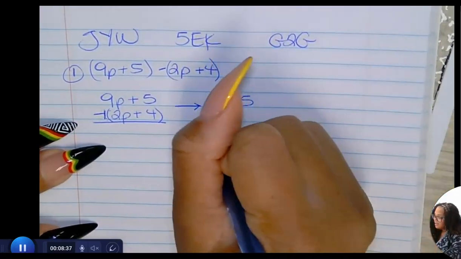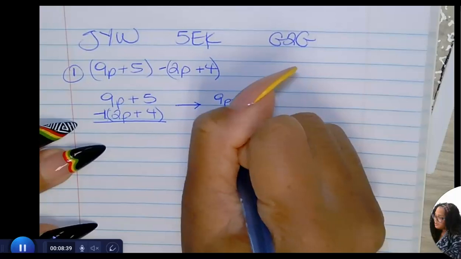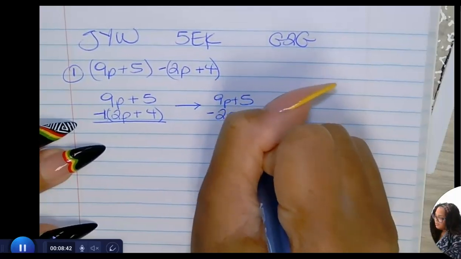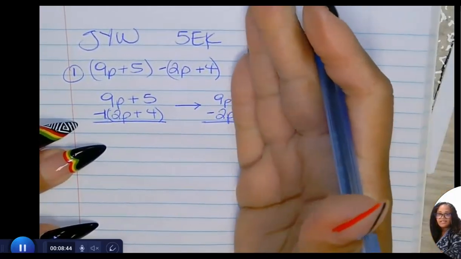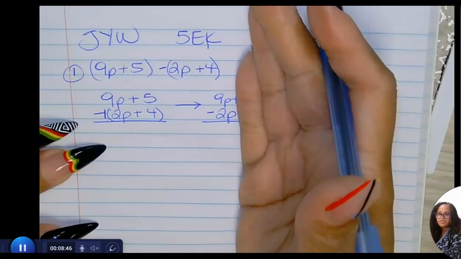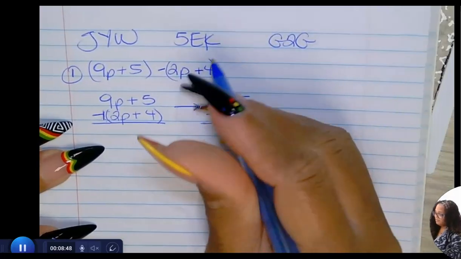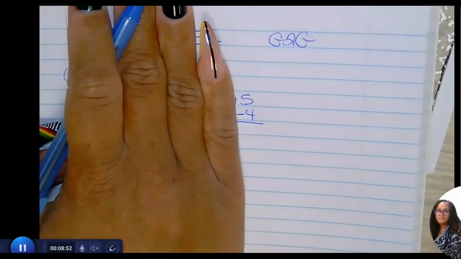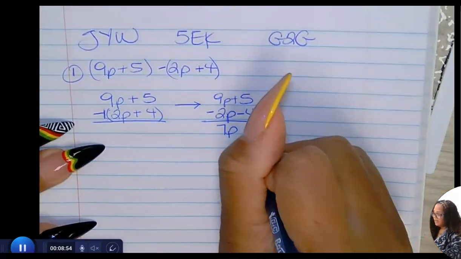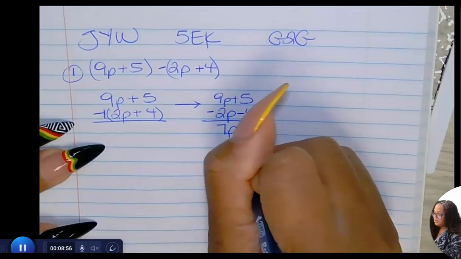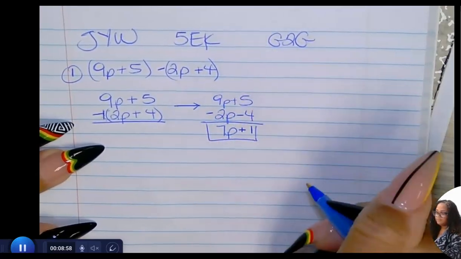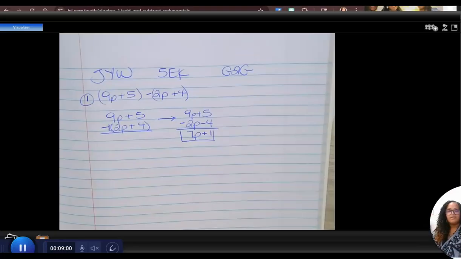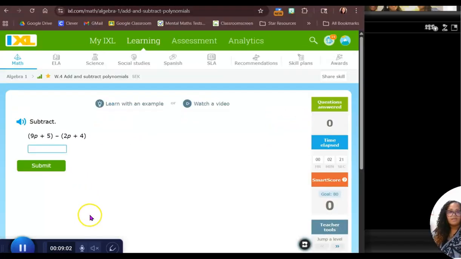So this stays the same, and then this becomes negative 2p minus 4. And then when they're stacked, I can see this is 9p minus 2p, which is 7p. And then this is 5 minus 4, which is 1. I have to bring down an operator, so that's a plus 1. So now I have 7p plus 1, and then I go back to IXL and type in 7p plus 1.